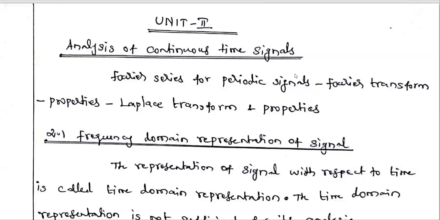In order to analyze the continuous time signal, we are going to take three mathematical tools. One is Fourier series, another is Fourier transform, and the third is Laplace transform. So in this unit, we are going to see three topics: Fourier series, the continuous time Fourier transform, and the Laplace transform. We already discussed the Fourier transform and properties, and Laplace transform and properties also. So now we are going to analyze the continuous time signal using Fourier series.